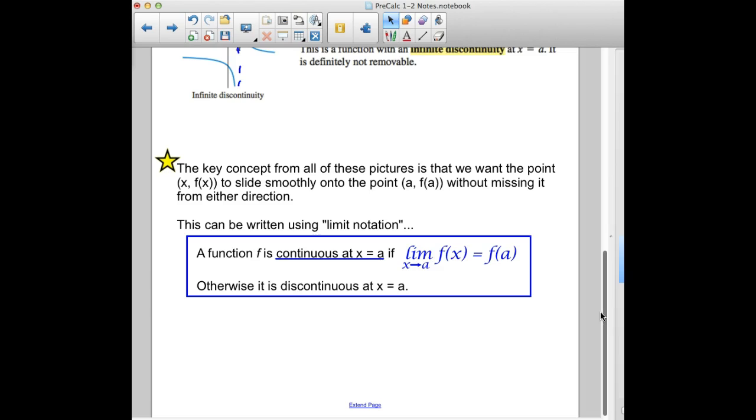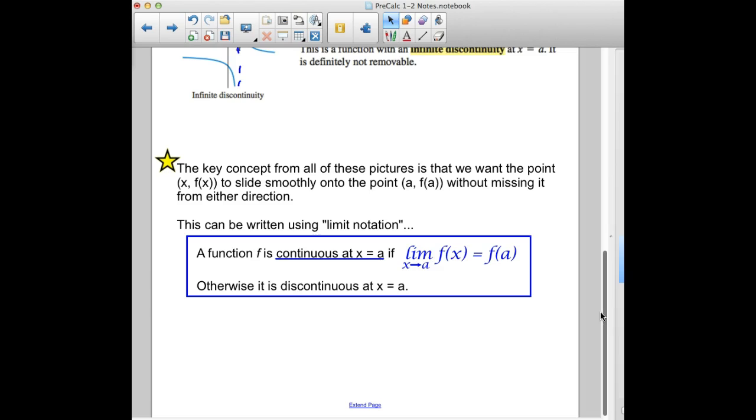The key concept from all of these pictures is that we want the point (x, f(x)), or (x, y), to slide smoothly onto the point (a, f(a)) without missing it from either direction. So if it's continuous, you can follow that curve from each direction and you'll meet up. There is no break, there's no jump, there's no vertical asymptote.